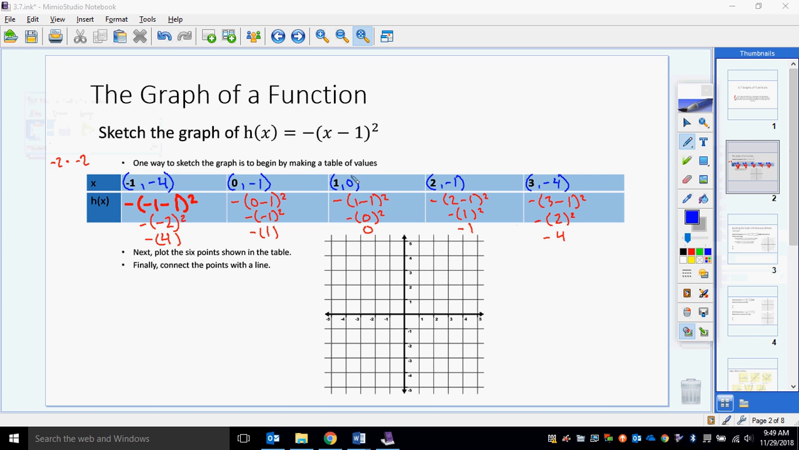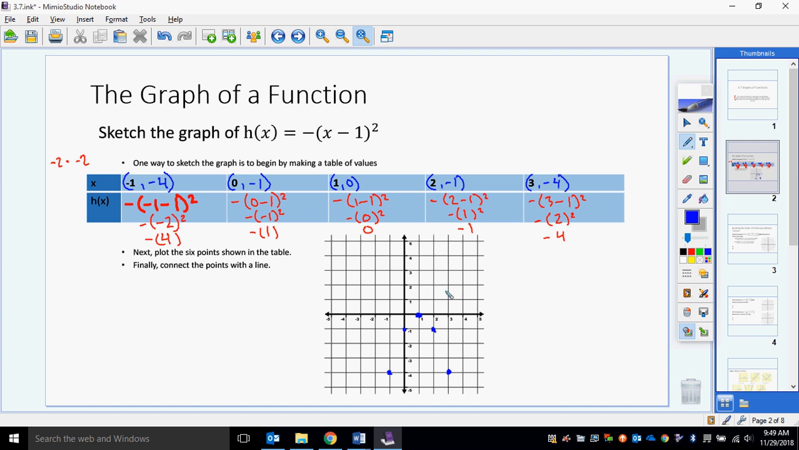Okay, for h of 1, I got 0. For h of 2, I got -1, and for h of 3, I got -4. So the next thing, after we make our chart of values, we're going to plot those points. So I'm going to go to -1 on the x and -4 on the y. 0, -1, 1, comma 0, 2, -1, and 3, -4.